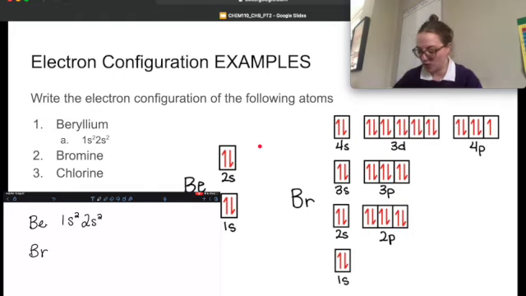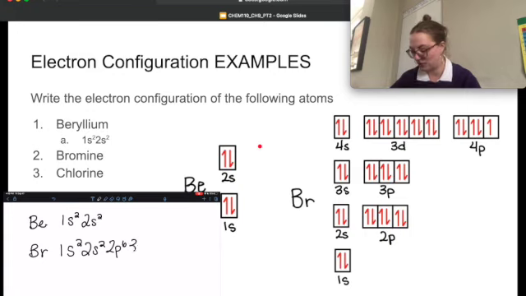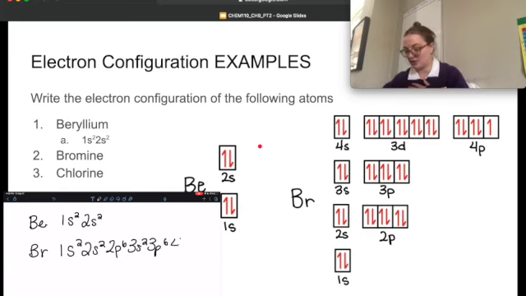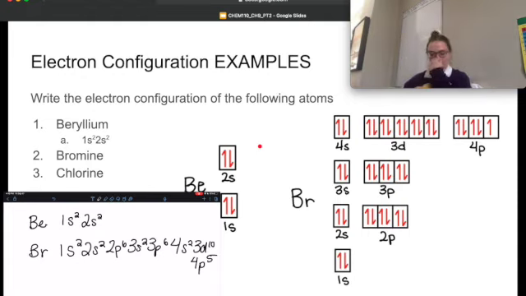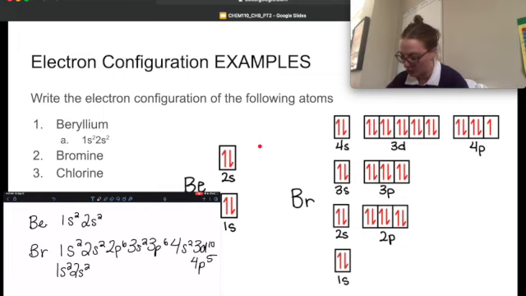So I would say that's 1s2, 2s2, 2p6, 3s2, 3p6, 4s2, 3d10, I'm running out of space here, 4p5. So the electron configuration for bromine looks like 1s2, 2s2, 2p6, 3s2, 3p6, 4s2, 3d10, 4p5.